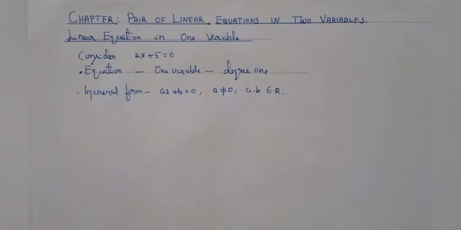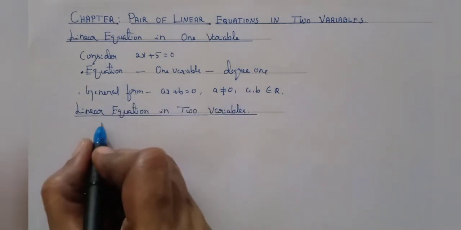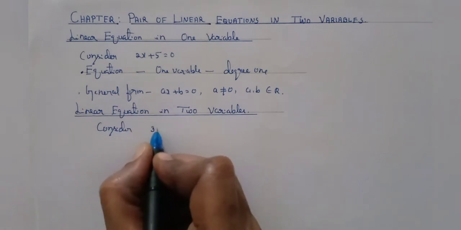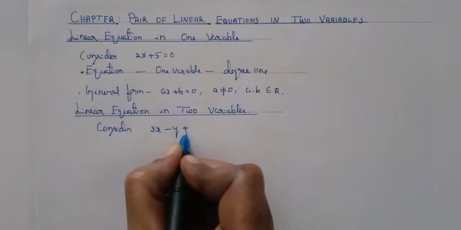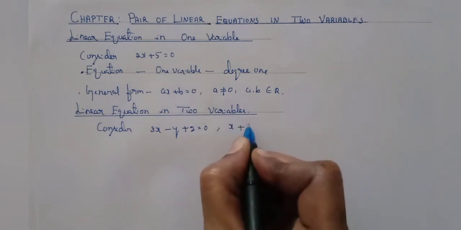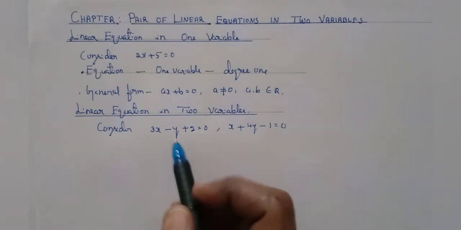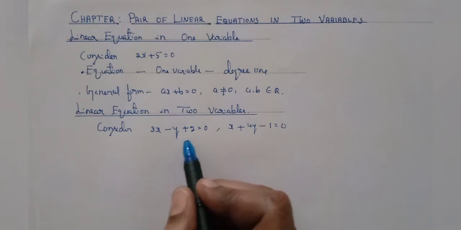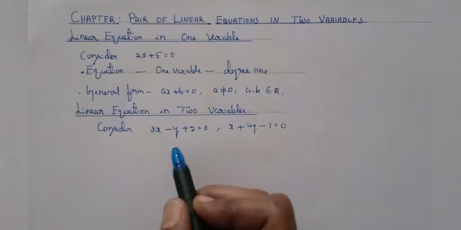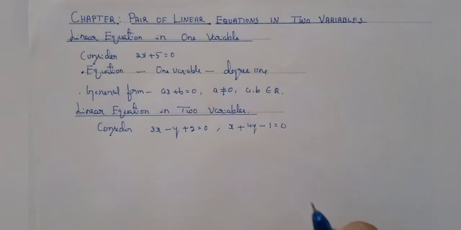Next, linear equation in two variables. Consider the equation 3x minus y plus 2 is equal to 0 and x plus 4y minus 1 is equal to 0. Here, the equations have the same variables x and y and the degree of each variable is 1. So, these equations are called linear equations in two variables.